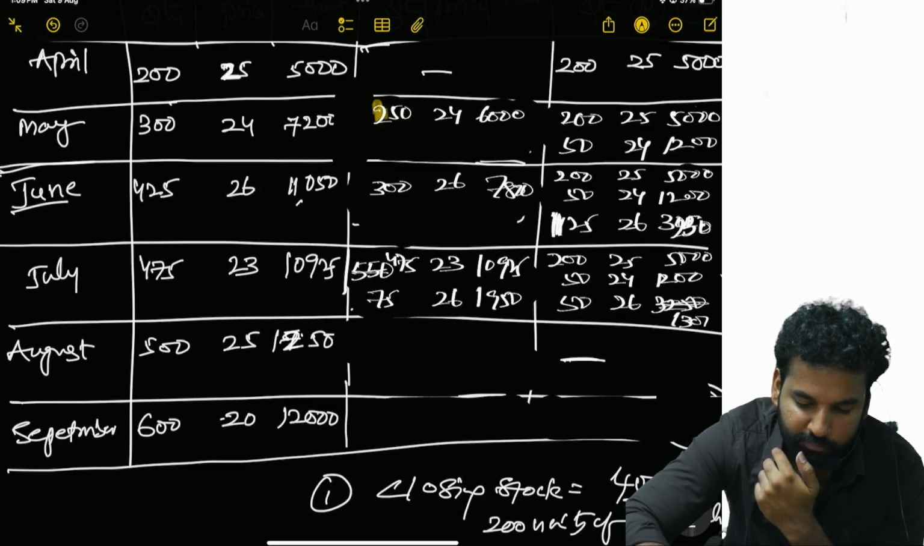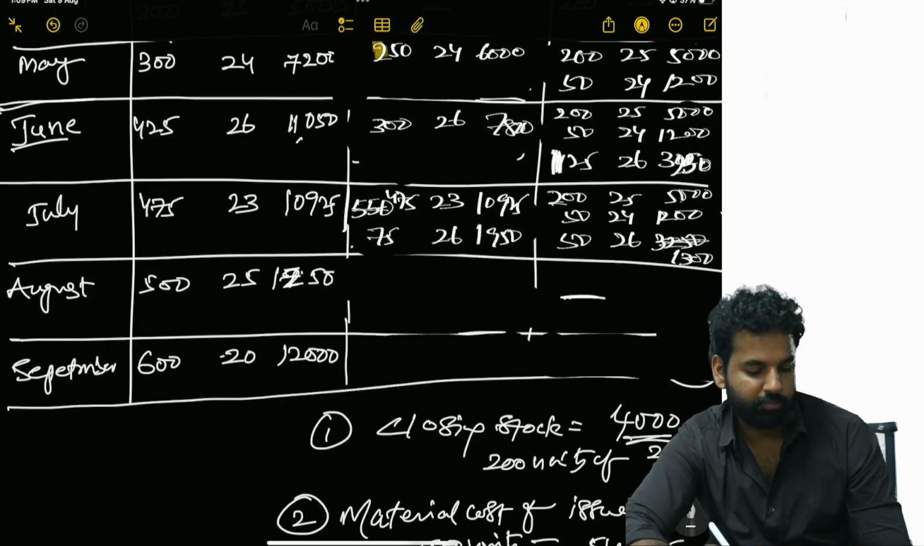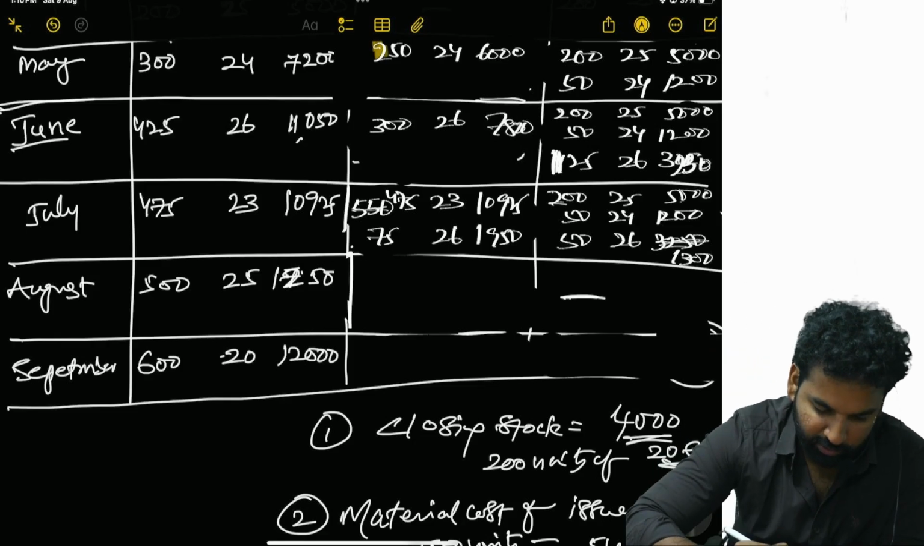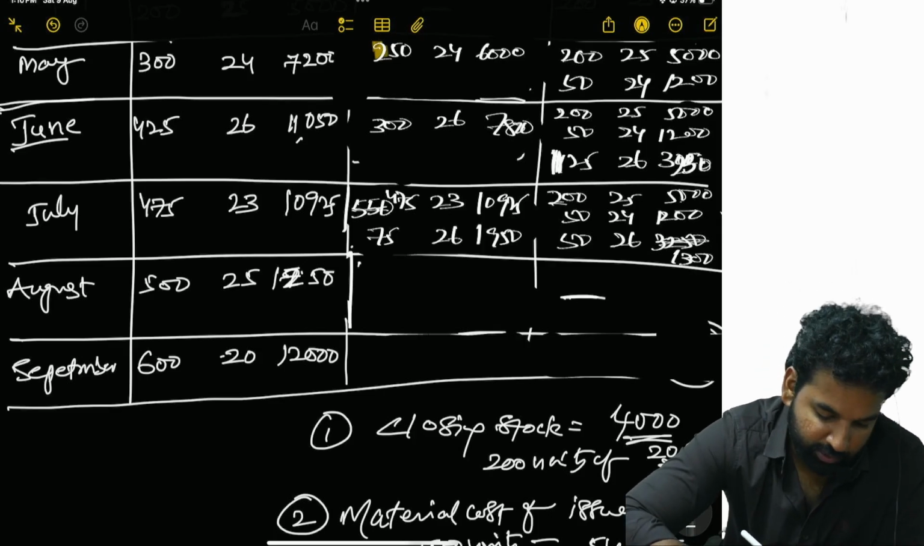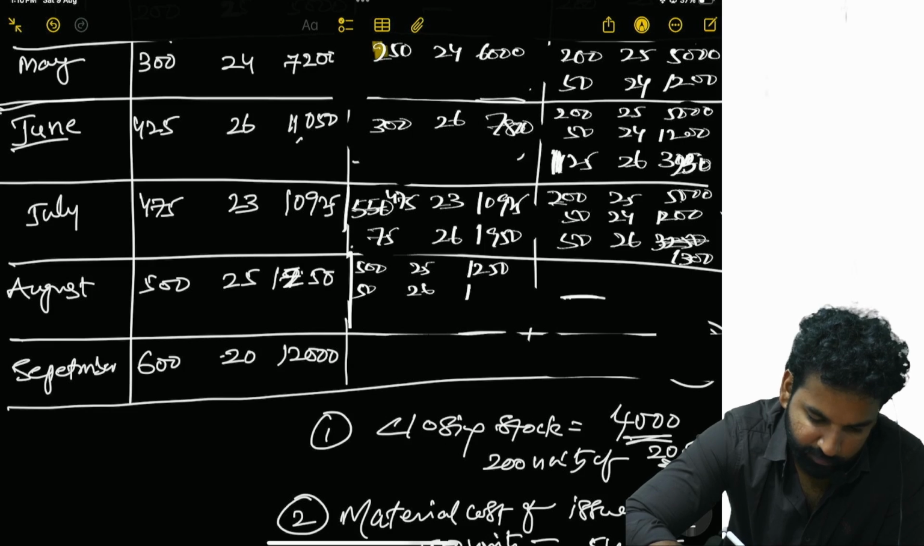1,300. Is this okay? Right. So, how many left? 300 left. So, 300 left, 500 purchased. So, now what will be the issue? 800 issue? 800 issue means 500 of 25. So, how much? 1250. Okay, 50 of 26, 1,300. 50 of 24, 1,200. 200 of 25, 5,000.